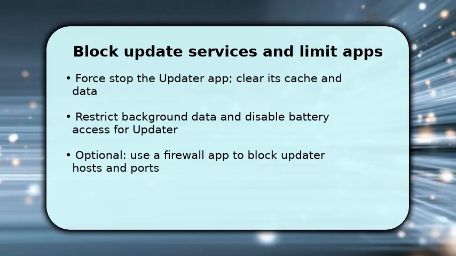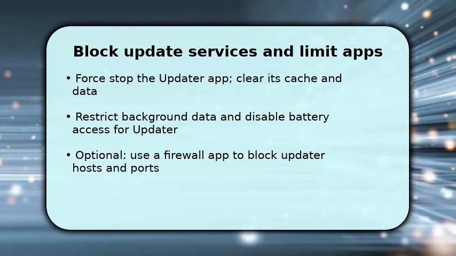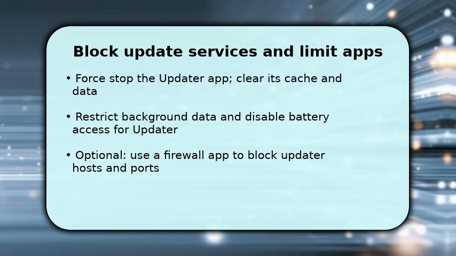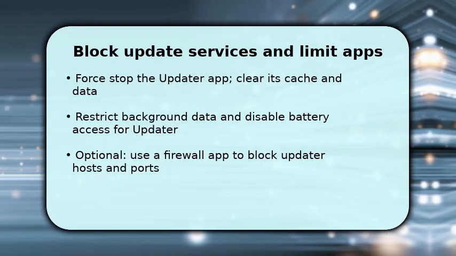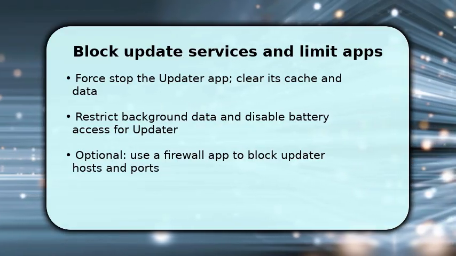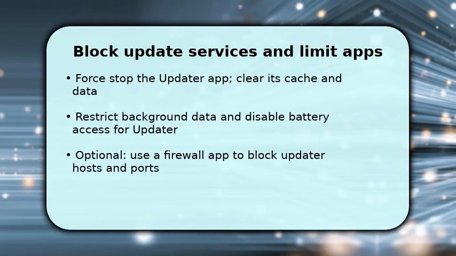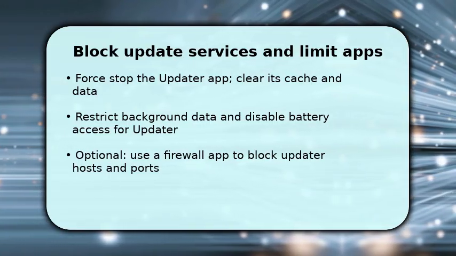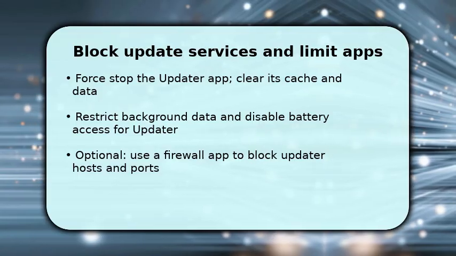Next, you'll neutralize the updater process so it doesn't resume itself. Go to Settings, Apps, Show System Apps, Updater, or OnePlus Update, then Force Stop, Clear Cache, and Clear Data. This resets any pending tasks. Make sure background data is restricted and battery optimization is enabled for that app so Android won't revive it.